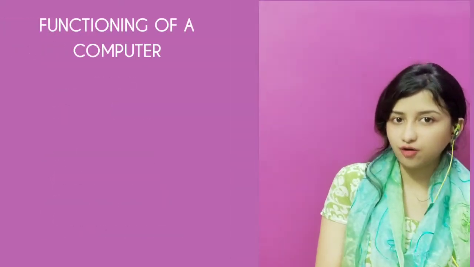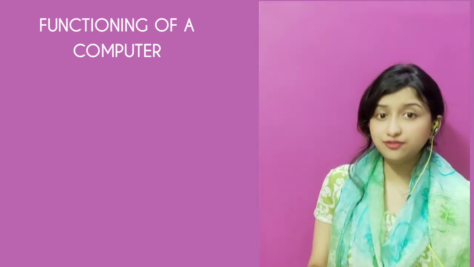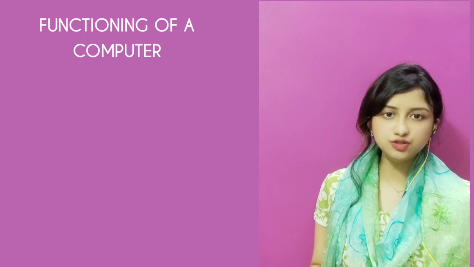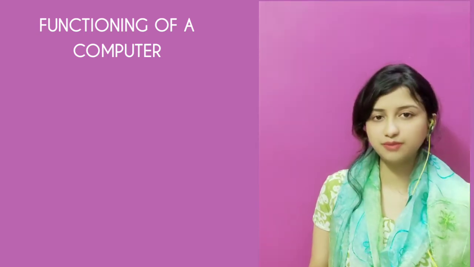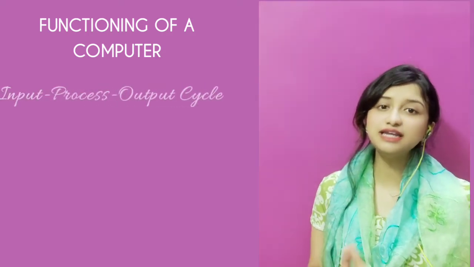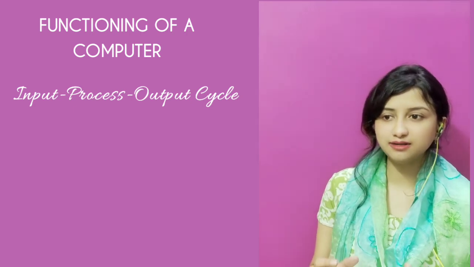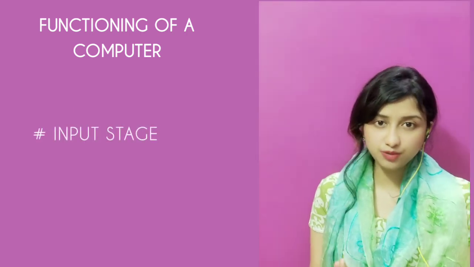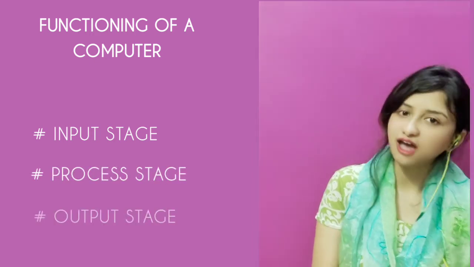Coming up next topic, we have the functioning of a computer. Now we will explain how the computer actually functions. This is also very initial, you might have got it in your previous classes, so we will just discuss it again. Computer functions in a cycle known as the input process cycle. The input process cycle consists of 3 stages: the first is the input stage, the second is the process stage, and the third is the output stage.